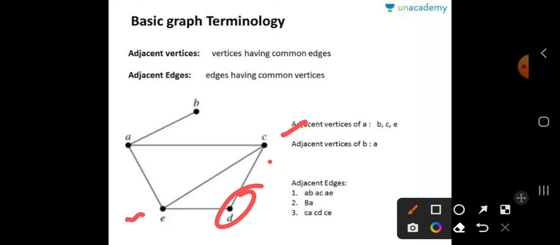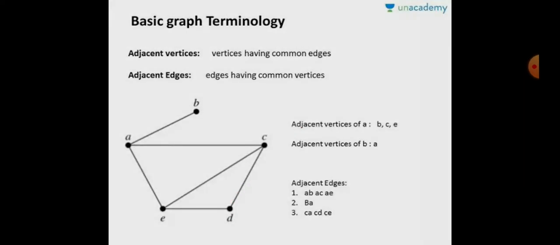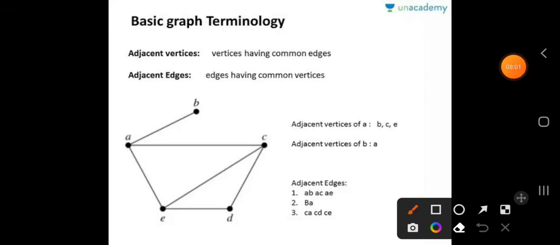In this way, we will be using adjacent vertices. And adjacent edges: the adjacent edges of A are AB, AC and AE. Which means that from a single vertex, whatever paths or edges you have in order to draw the graph are nothing but adjacent edges, like AB, AC, AE.